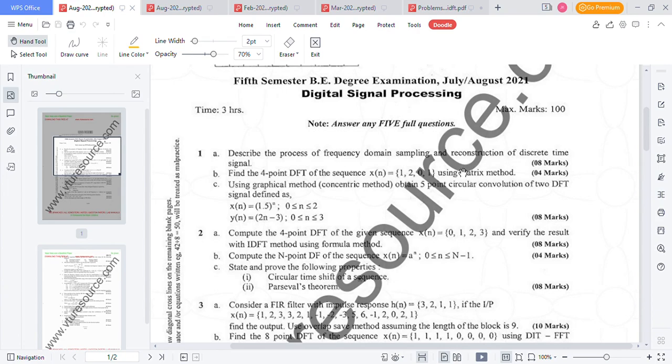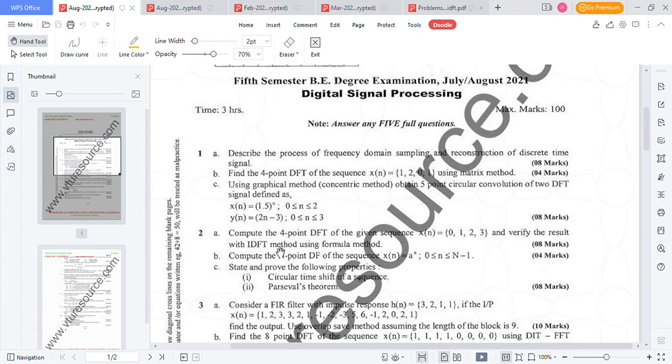He'll ask you specifically the method, right? He'll ask you specifically the method, and you're supposed to see through the method that is asked, and solve according to that. How many methodologies are there? Three. That is, one is the matrix method, one is the circular concentric circle method, and the other one is the formula method, and the DFT IDFT method as well as the formula method. Right, I'll tell you the formula method now.